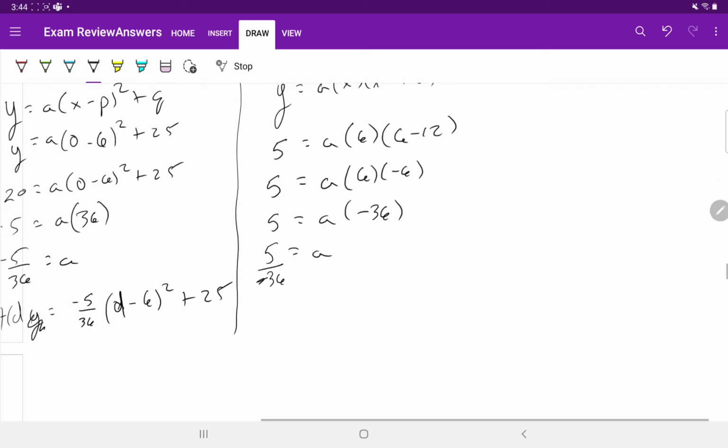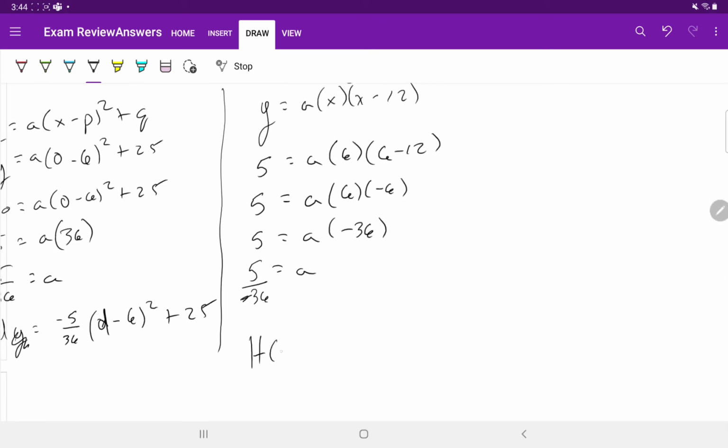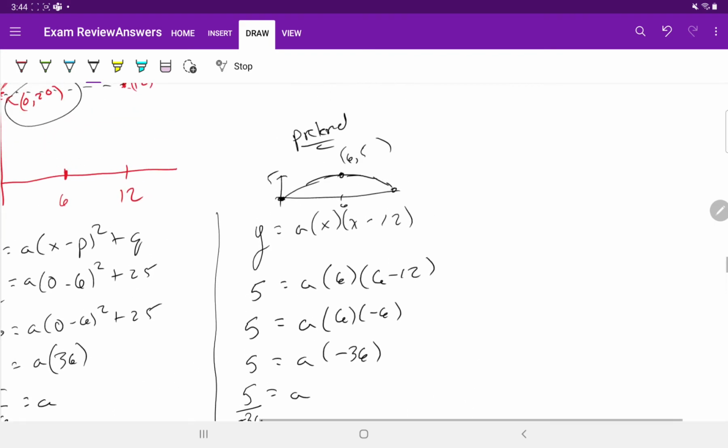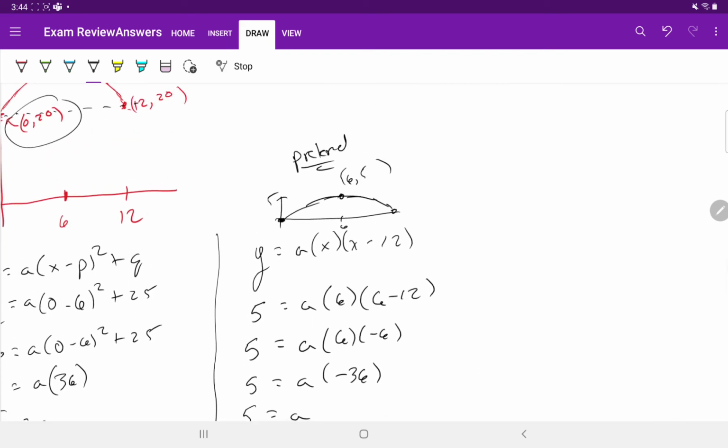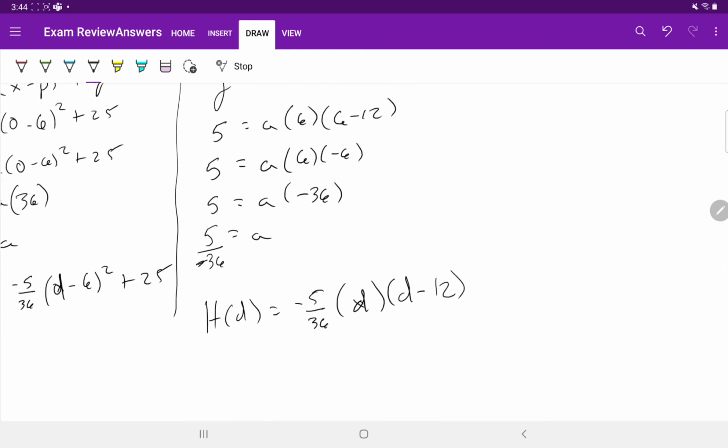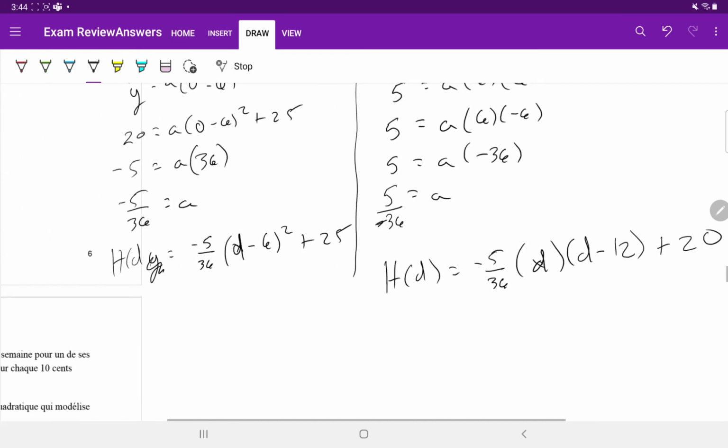When I go to expand this out and write it, I would write h of d is equal to negative 5 over 36, d times d minus 12. Then I have to recognize that it's not actually on the ground. That whole arch is 20 meters in the air. So I would take this and say, just kidding, add 20 to it. And these are the same.